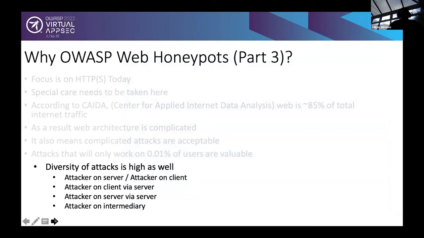That complexity, of course, means that the diversity of attacks is high. We can have an attacker on a server. We can have an attacker on a client. You can have an attacker on a client via a server. You can have an attack on a server via a server. And of course, we can have attackers on intermediaries, proxied systems. Our web applications extend into supply chains, into customer relationship management systems, CRM systems, and that. So the attack angles just on our main applications are also diverse. So we need to learn as much information as possible, is essentially what I'm saying.